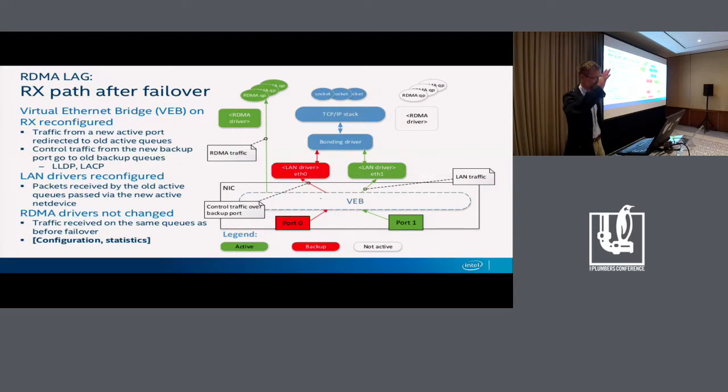Okay, so this was the transmission part, and there's a receiving part. It is a little bit of a simplification, but as you remember, we create a single virtual bridge for both ports. So what we have to do right now is change the switch rules, so the LAN traffic received for port one will go to the NIC driver for physical function one. But at the same time, the RDMA traffic is not redirected. The RDMA traffic from port one goes to the old receiving queues for the RDMA. And we also have to take care that the control traffic like LLDP is received on the right ports. And everything is done under the control of the bonding driver.